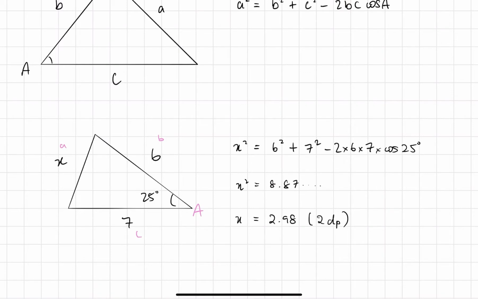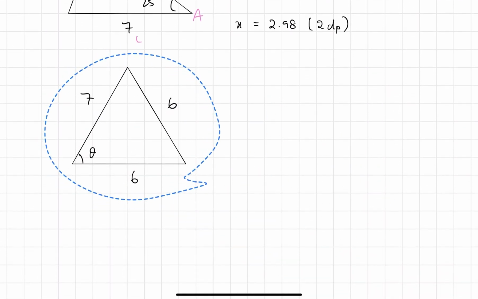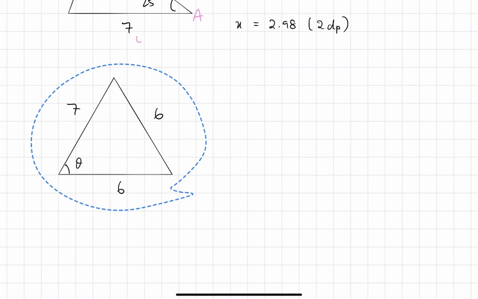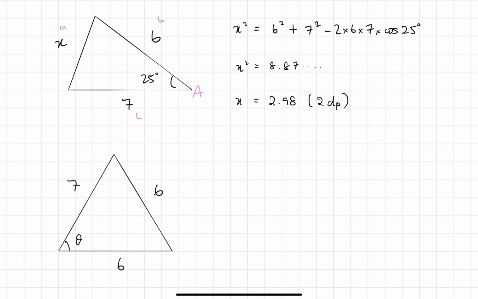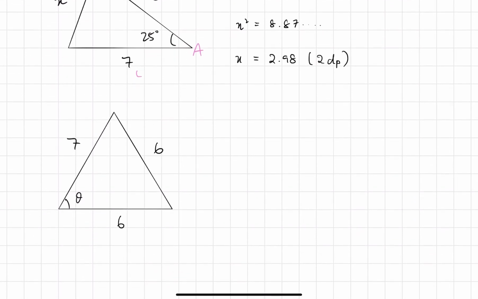Okay, so it's just a very simple question to use the cosine rule. I'm going to go through one more before we wrap up this video, and it's this triangle here. And in this one, you can see that instead of looking for a side, we have all three sides, but we're going to look for this angle theta. Okay, so I'm just going to write out the formula again. So maybe I'll just label these a, b, c, and capital A.